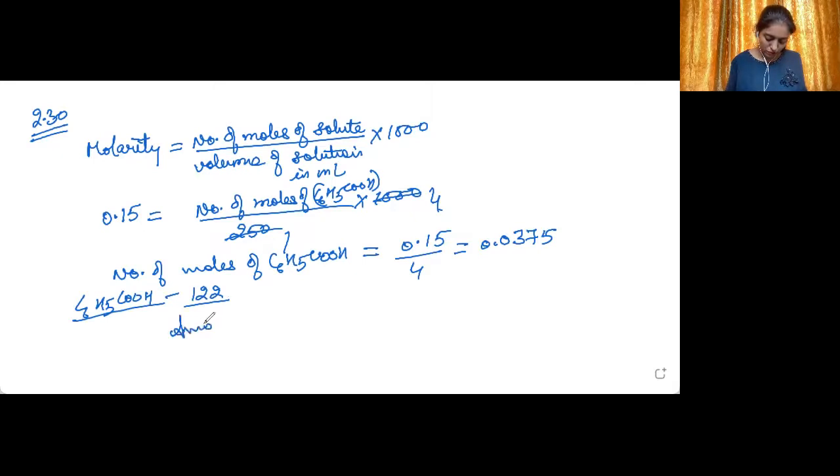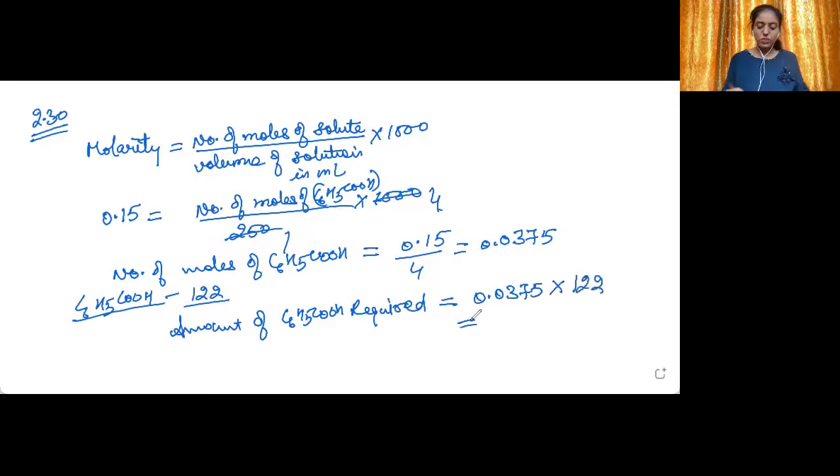So the amount of benzoic acid required will be equal to 0.0375 number of moles multiplied by the molar mass. So it will come out to be equal to 4.575 grams. So these 4.575 grams of benzoic acid we need to have to prepare a solution which has molarity 0.15 molar, volume 250 ml. So hope this is clear to you.